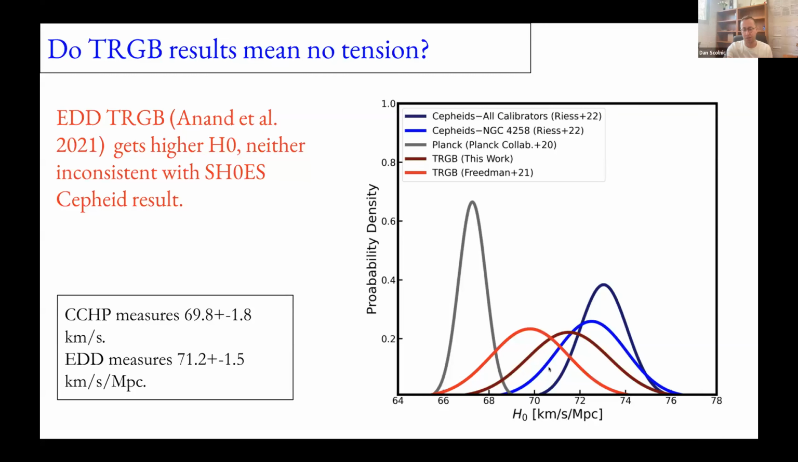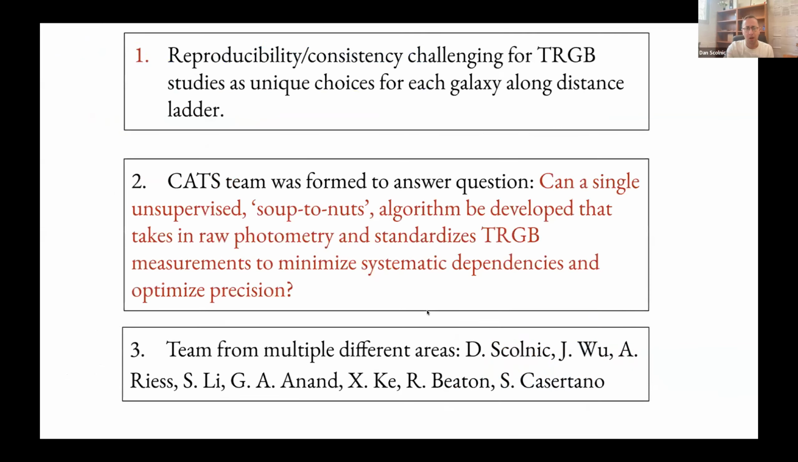You can see the numbers here. CCHP gets 69.8 plus or minus 2-ish. EDD gets 71.2. So neither of these are inconsistent. They're both on the high side of Planck, but I think people have still looked at least at CCHP and said, okay, well maybe that means that there's not really any tension.